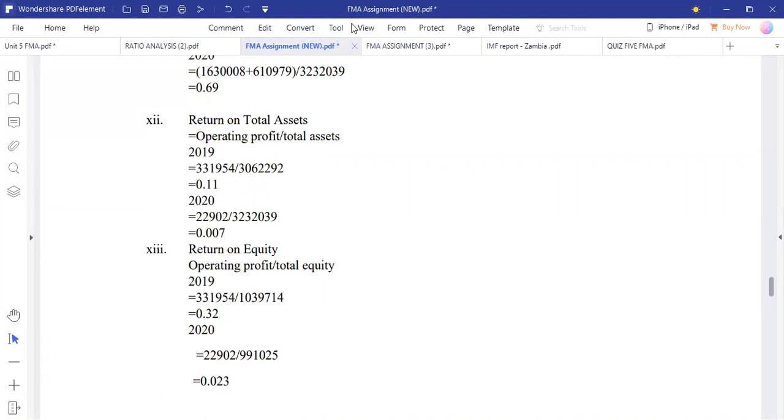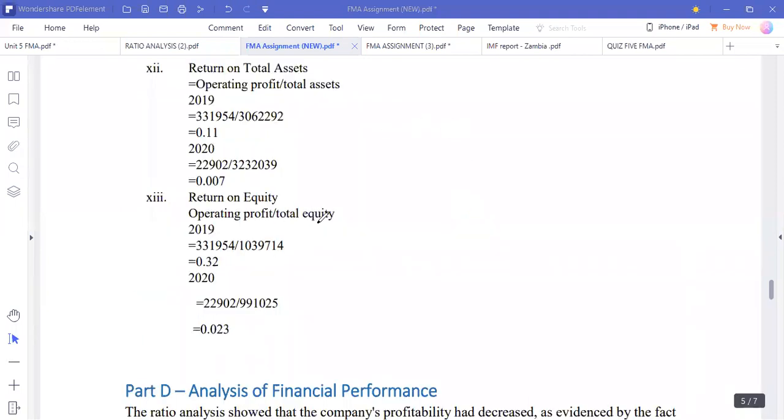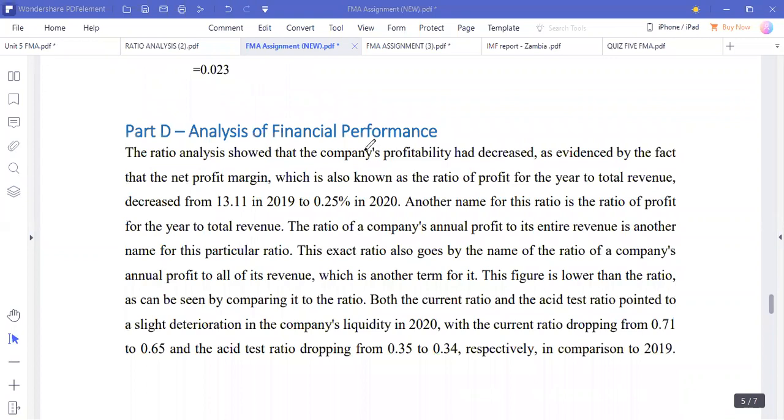All right, so after finding the ratios, you now need to give an analysis of the performance. So performance will need to be done type by type of ratio. So we know there are five types of ratio, so we can start first with the profitability ratio.